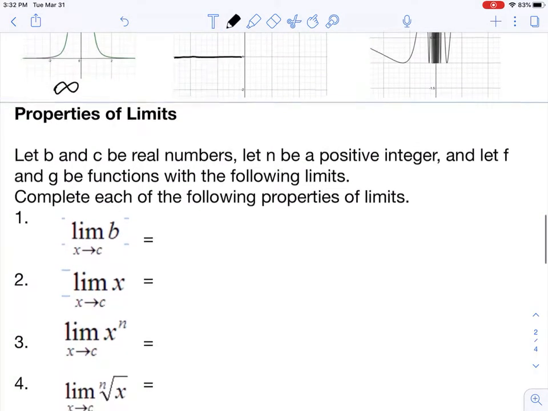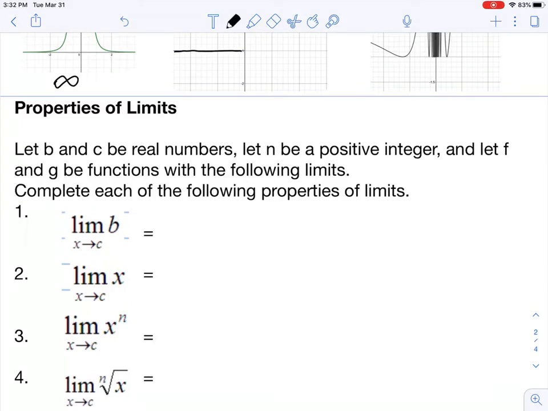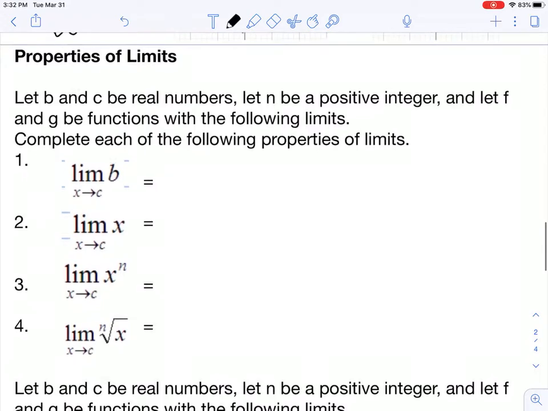All right, some properties of limits. Let's say b and c are just numbers, and n is a positive number. And f and g are going to be functions. So let's look at the limits of different properties.